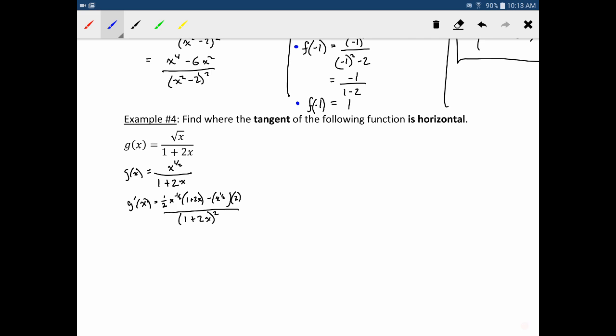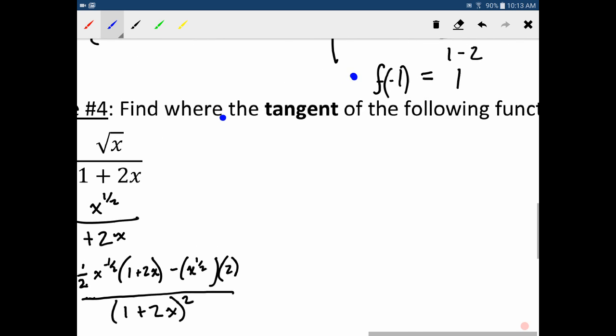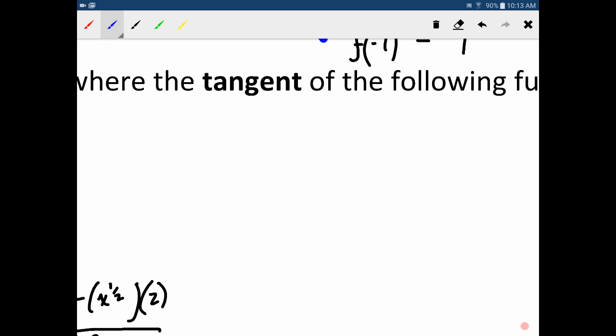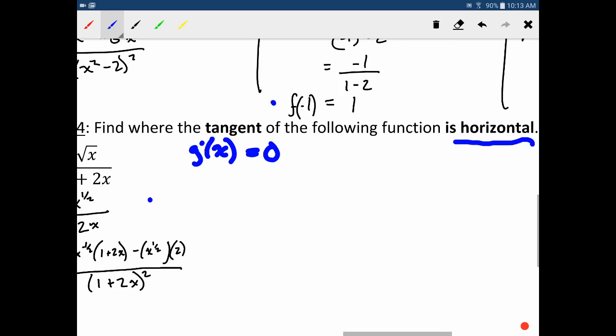Okay. So what you have to remember is that if we have a horizontal tangent line, then that means the slope is 0. So that means that the derivative of the function will be 0. Okay? The derivative will be 0 at this point.